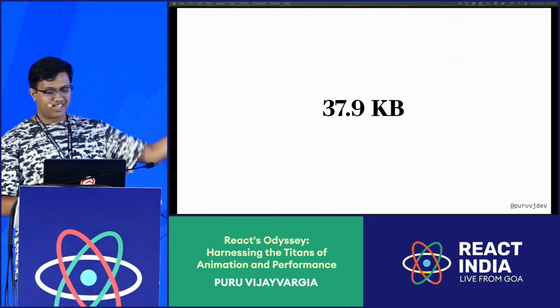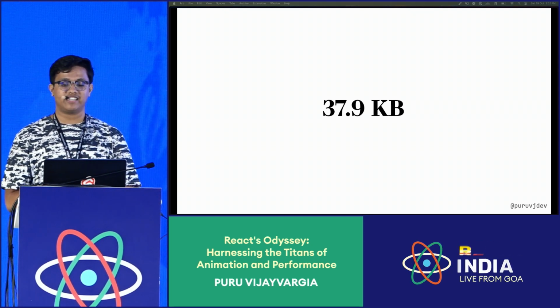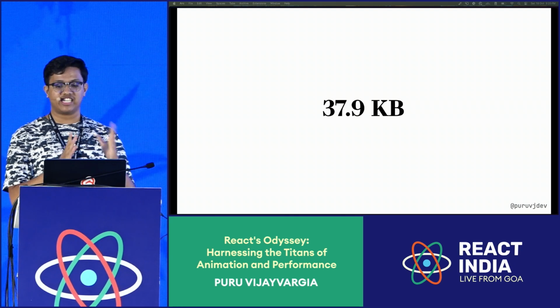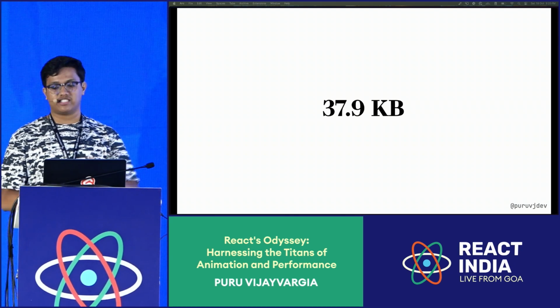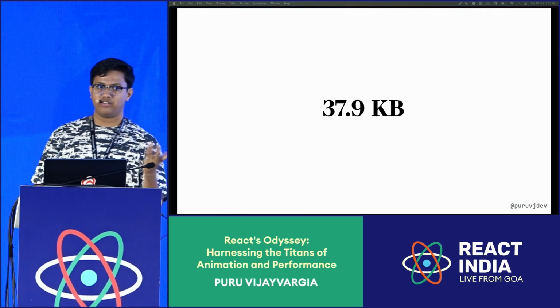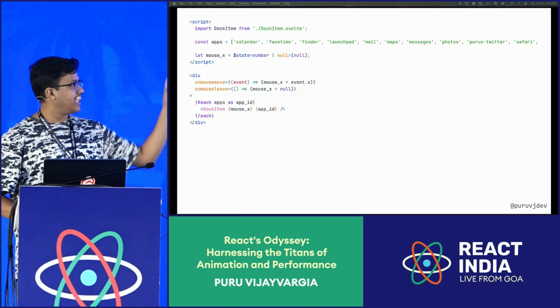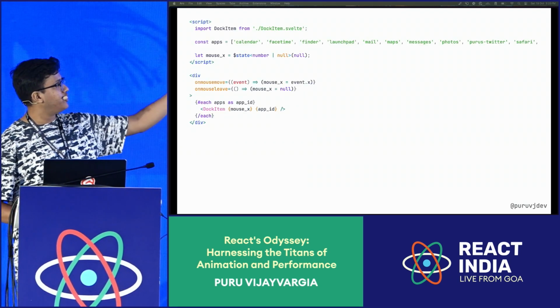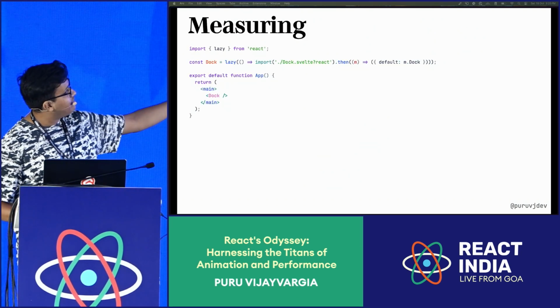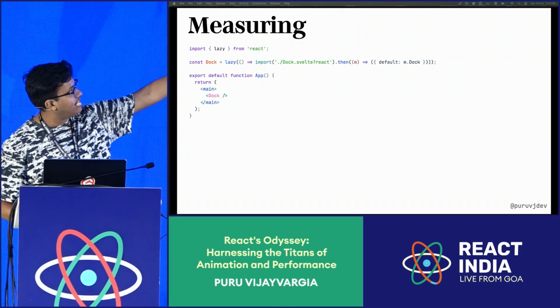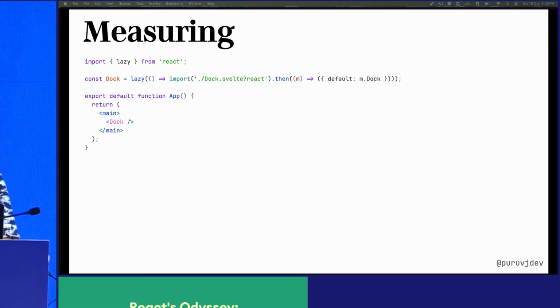38 KB may not seem too much, but considering you are building a React app, you already are loading 46 kilobytes of React libraries at a minimum, making your app 82 kilobytes minimum for this one. Real world will be much bigger. Let's do the same thing in Svelte. This is the dock component. This is the dock item of Svelte. We measure it in the exact same way, but as you can see, we have a question mark React at the end. Any guesses now?